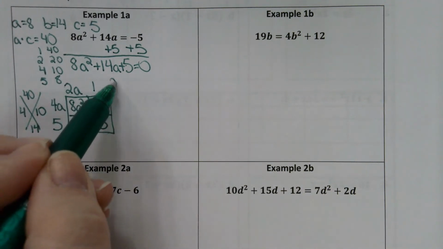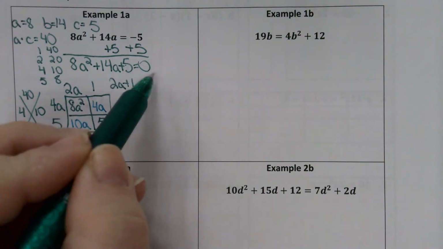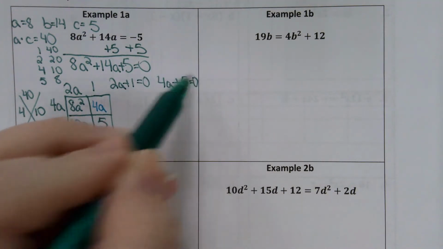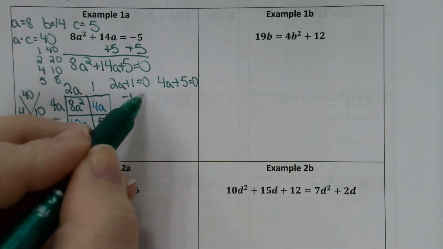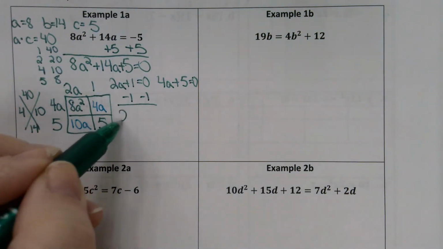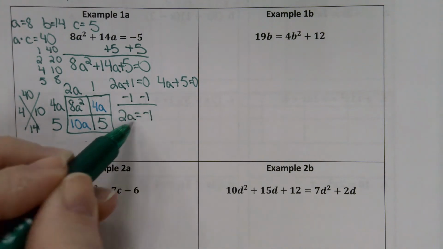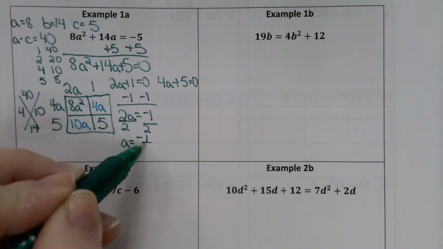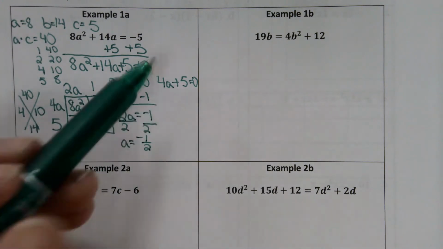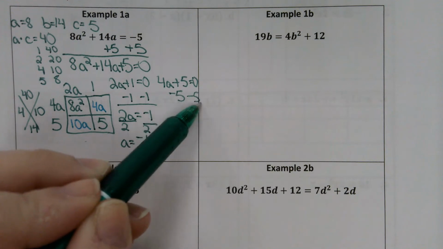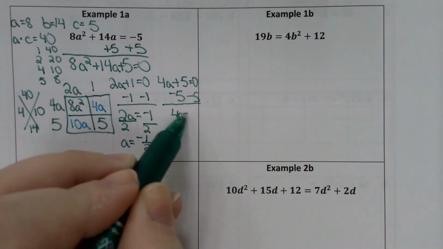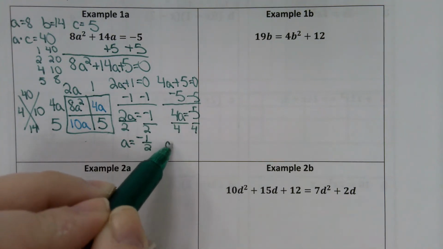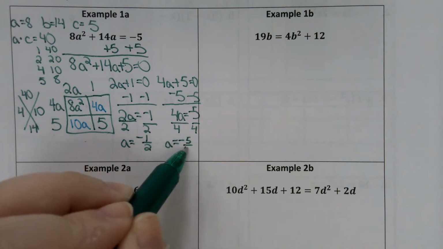We'll need to set each of those factors equal to 0 to solve. So we'll subtract 1 from both sides, giving us 2a is equal to negative 1, and then divide by 2 on both sides. So a equals negative 1/2. For the next one, we'll subtract 5 from both sides, leaving 4a equals negative 5, and then divide by 4 on both sides so that a would equal negative 5/4.